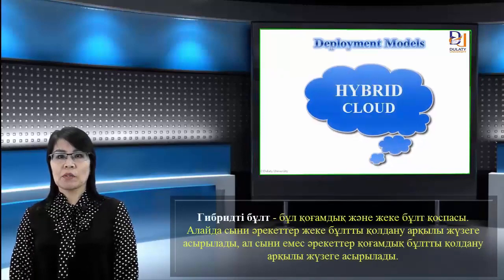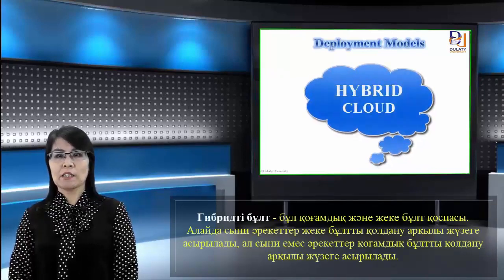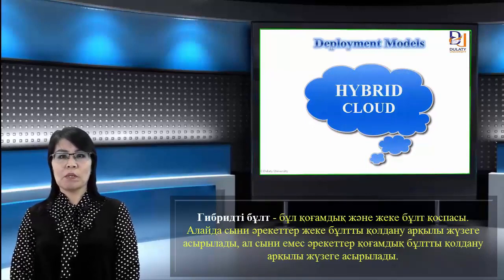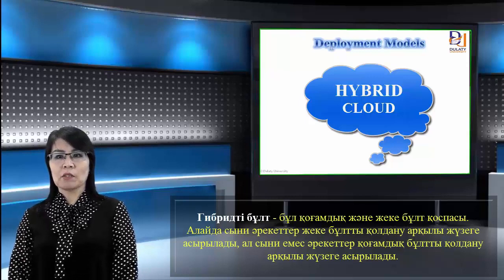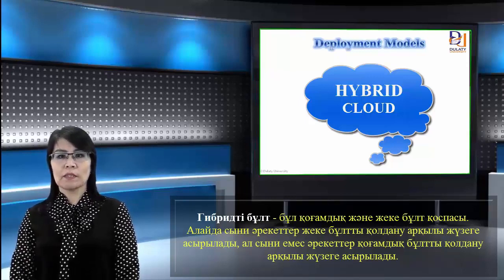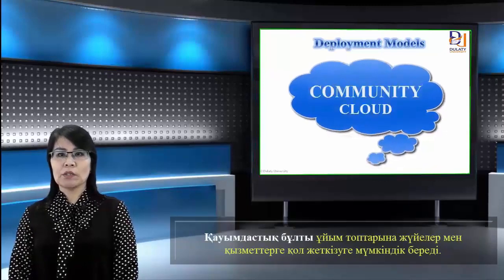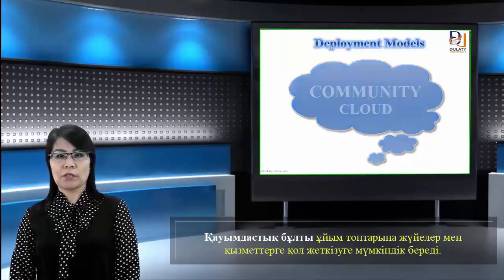The hybrid cloud is a mixture of public and private cloud. The critical activities are performed using the private cloud, while the non-critical activities are performed using the public cloud. The community cloud allows systems and services to be accessible by a group of organizations.